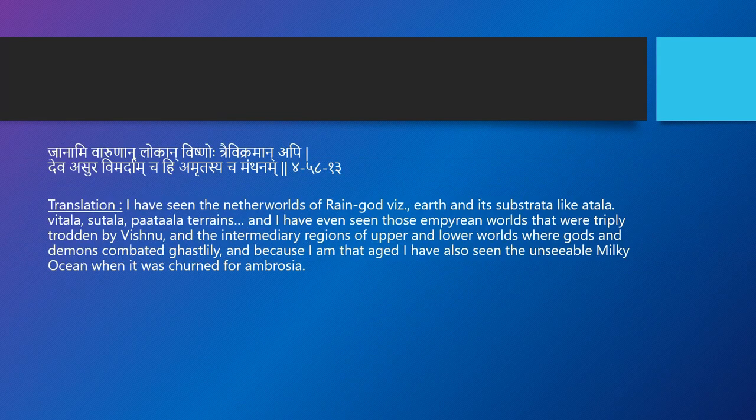Here in this slide we can see a shloka from Ramayana. The translation goes like this: I have seen the nether worlds of the rain god, earth and its substrata, like the Atala, Vitala, Sutala, Patala terrains, and I have even seen those empyrean worlds that were triply trodden by Vishnu, and the intermediary regions of upper and lower worlds where gods and demons fought ghastly battles. And because I am that aged, I have also seen the unseeable milky ocean when it was churned for ambrosia. So this is the translation of this sloka.